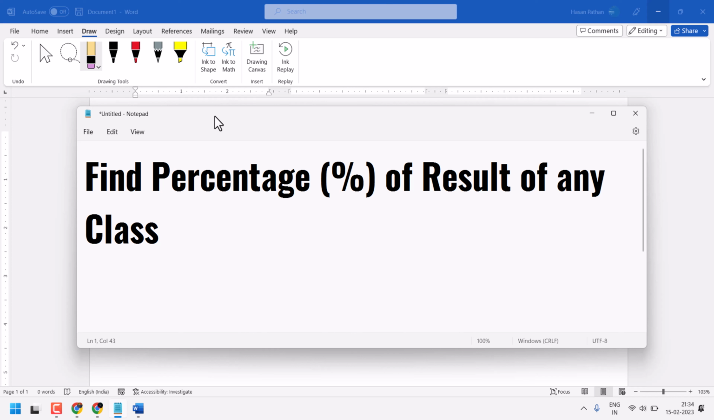Hello friends, in this video I will show you how to find the percentage of result of any class. So you can use this formula.